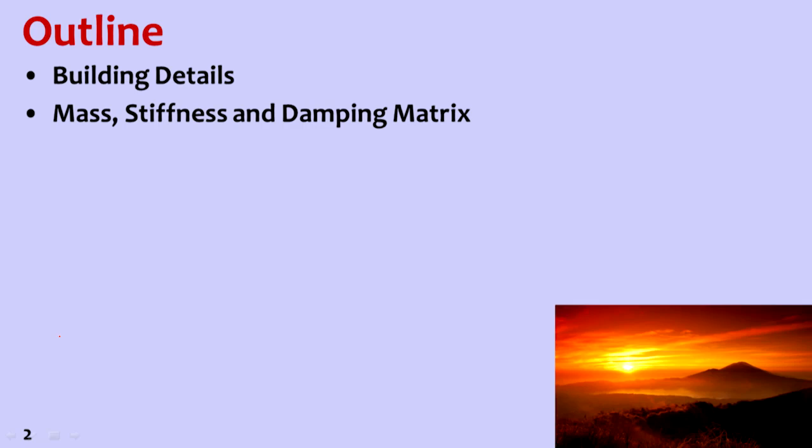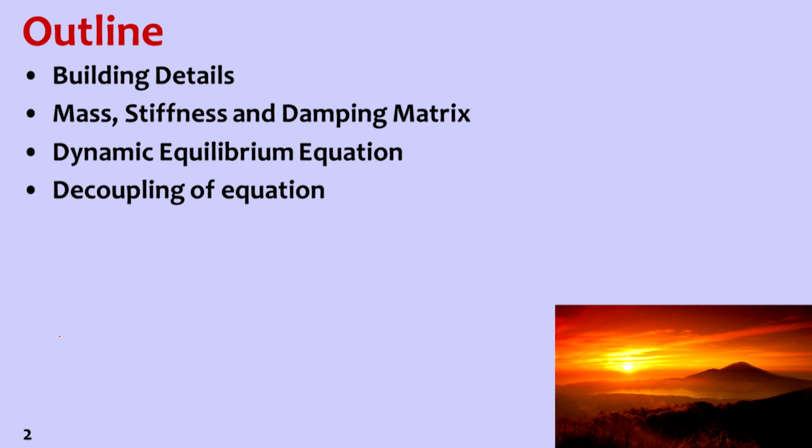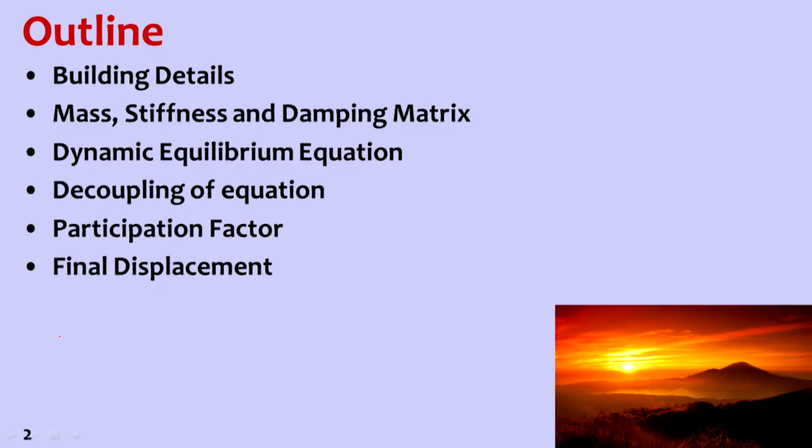The outline of this class is: we will discuss how buildings are converted into a lumped mass system, which is idealized as a 2, 3 or 4 degree of freedom system, and then how we develop the mass matrix, stiffness matrix and damping matrix. Then we formulate the dynamic equilibrium equation, which is usually a coupled equation. So how do we decouple these equations, what is the concept of participation factor, and finally how do we find displacement when the input ground motion or input force is given to us.